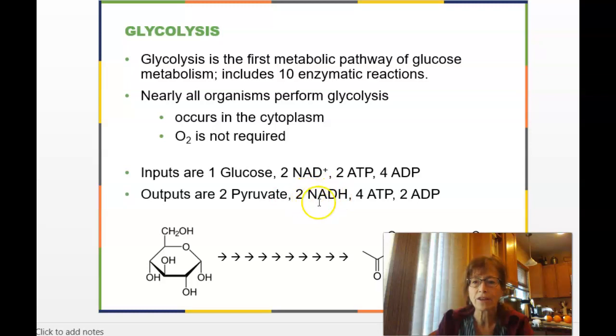We're going to have now this reduced form of NAD, which is NADH. This is the reduced form. Notice it has a hydrogen on it, which means that it's not only got a hydrogen, which is a proton and an electron, but it also has another electron. So it's carrying electrons. Remember, that's an important piece of what a reduced molecule has. It's going to generate 4 ATP, and then we'll see where those 2 ADP are. All right, so let's go.